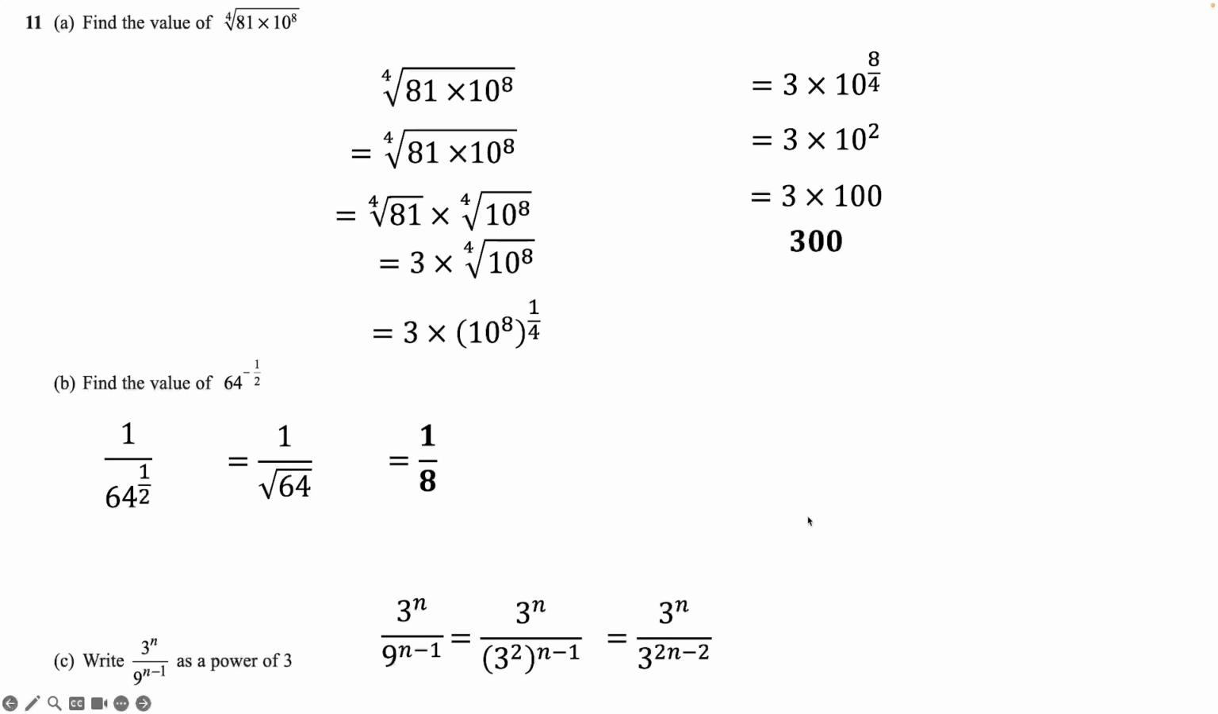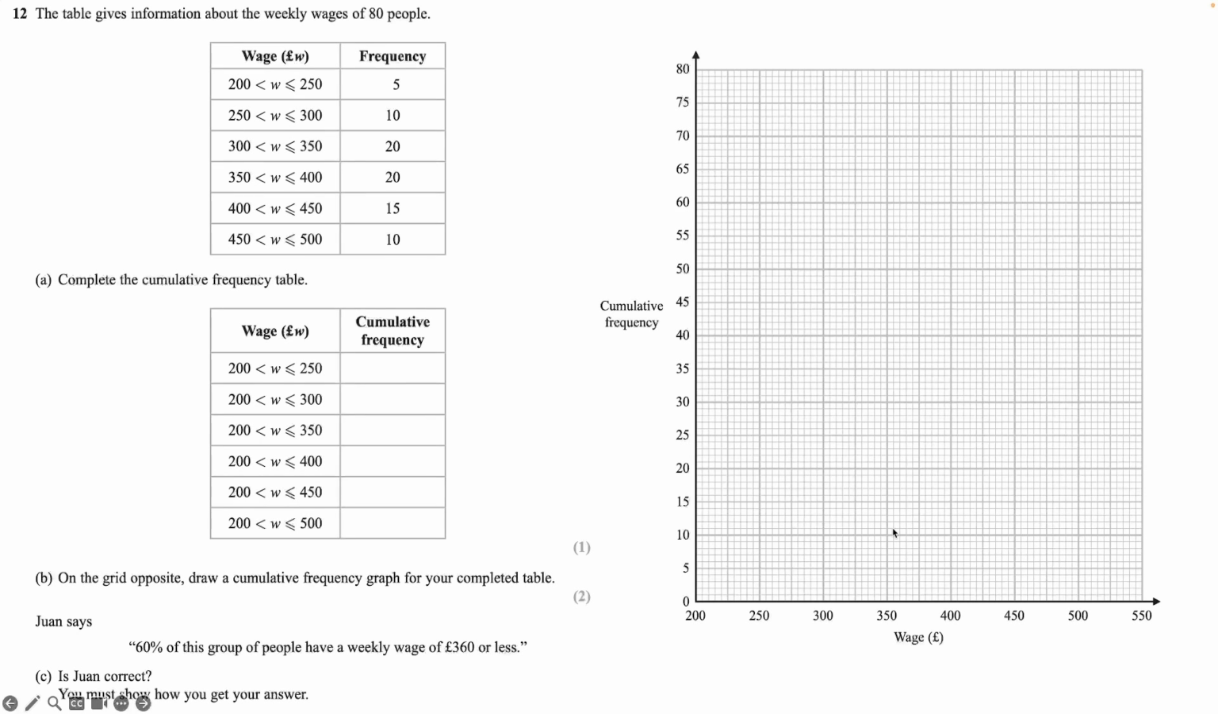And then, now that we have everything in terms of 3, we can use our laws of indices to say that when we divide powers, we subtract them. So this is going to be 3 to the n minus 2n plus 2, because we're doing minus 2, because the dividing means that we're subtracting. Subtracting a negative is positive. So we get 3 to the n minus 2n plus 2. We can collect these n's to give us 3 to the minus n plus 2, or 3 to the 2 minus n. However you want to write it, it's fine. And that's our answer.